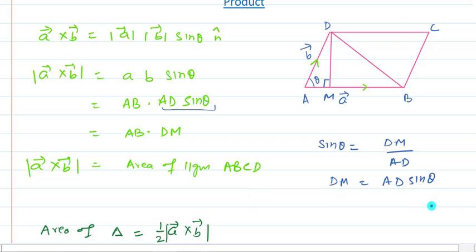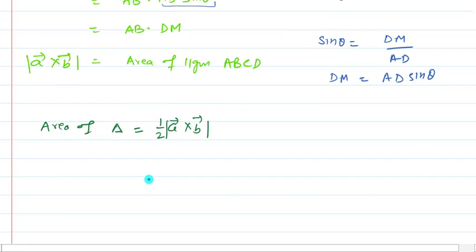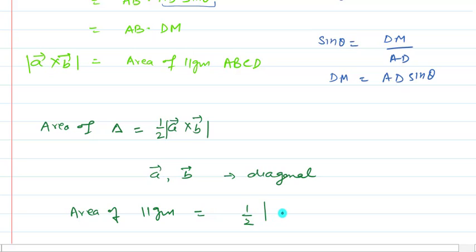One thing more you should know: if vector A and vector B represent the diagonals of a parallelogram, then again the area of the parallelogram can be given as half of modulus A cross B. So when diagonals are given, the area of the parallelogram is half of the modulus of A cross B.